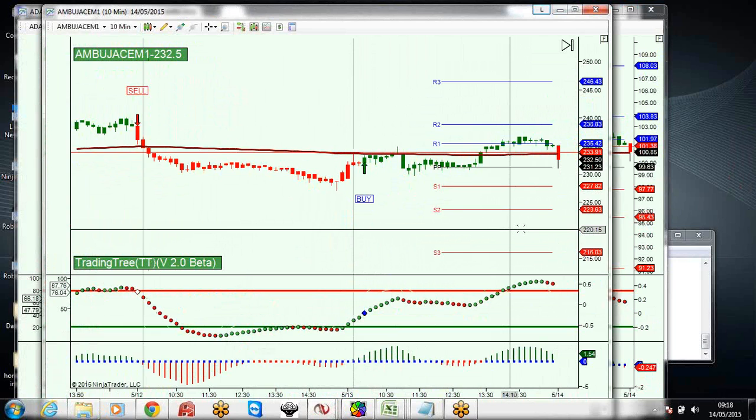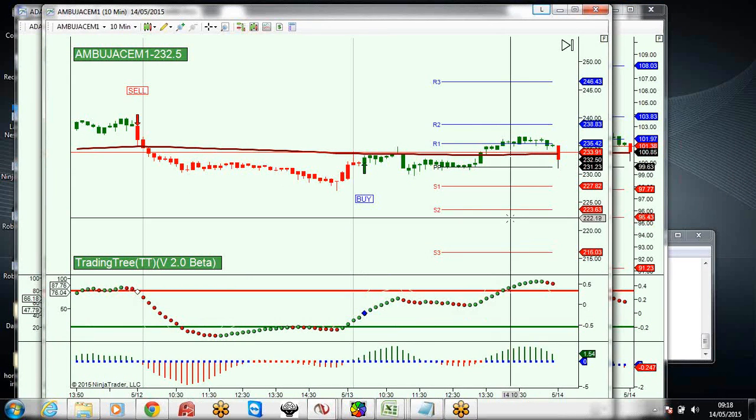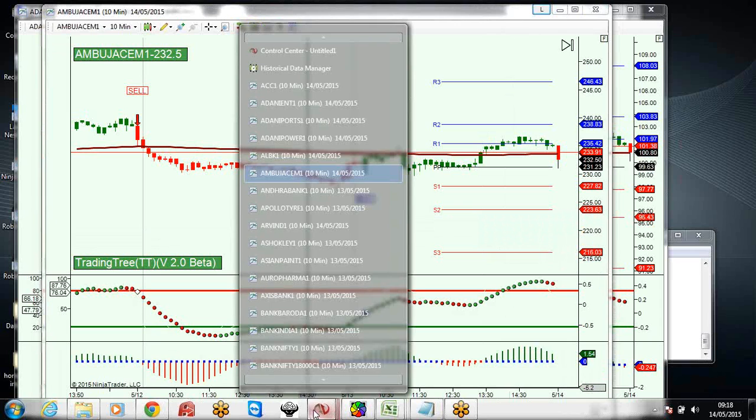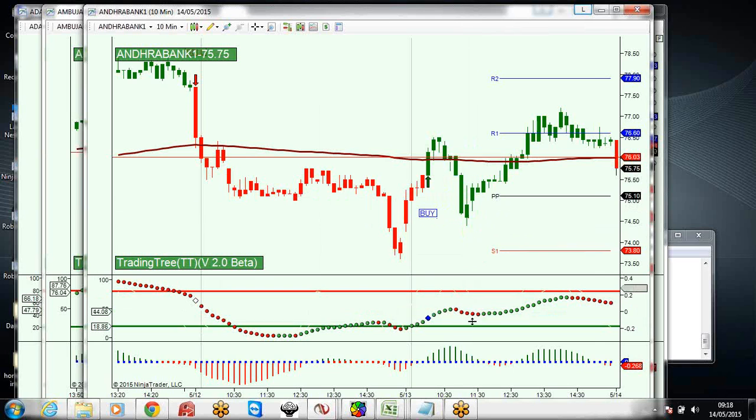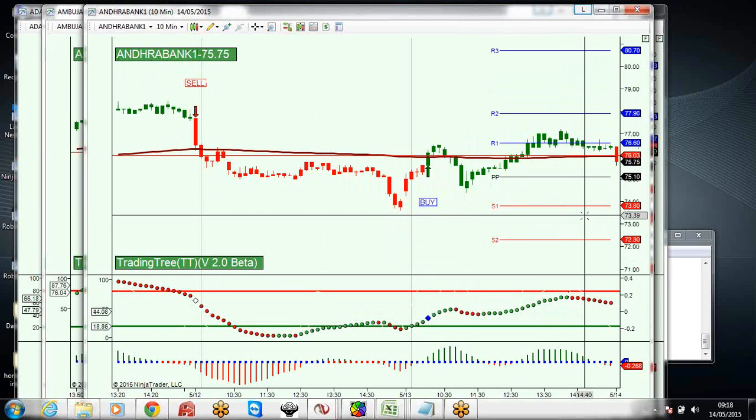So we'll wait till 9:20. We should be getting some calls on TradingTree also. So that's 64 points down. We should be getting some sell calls.